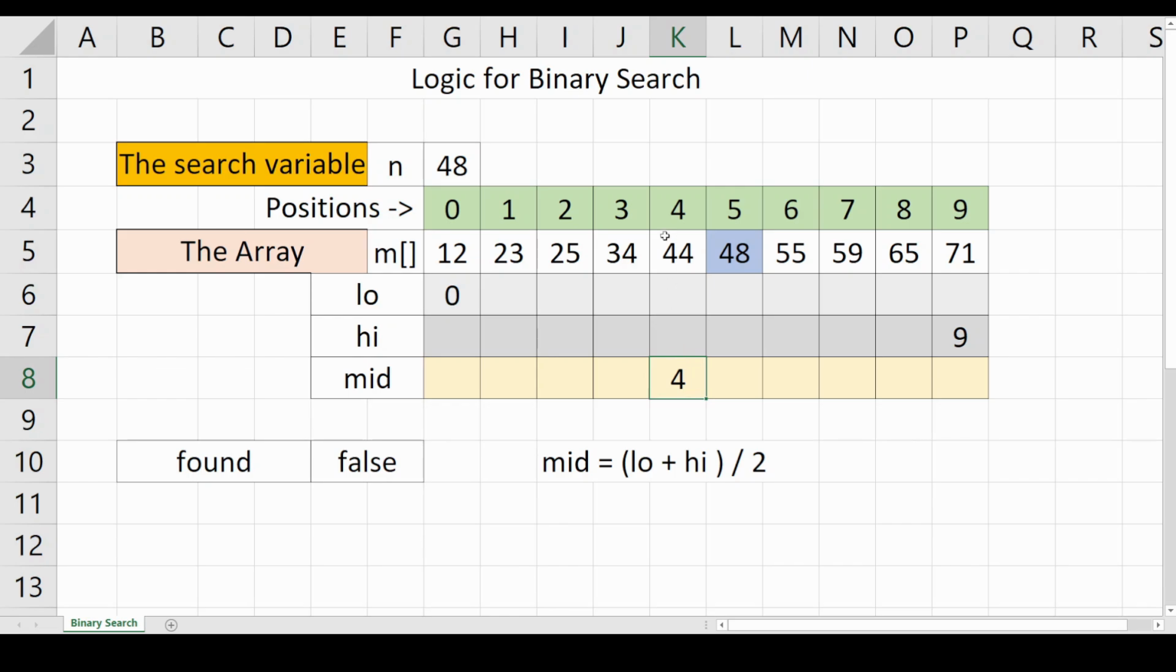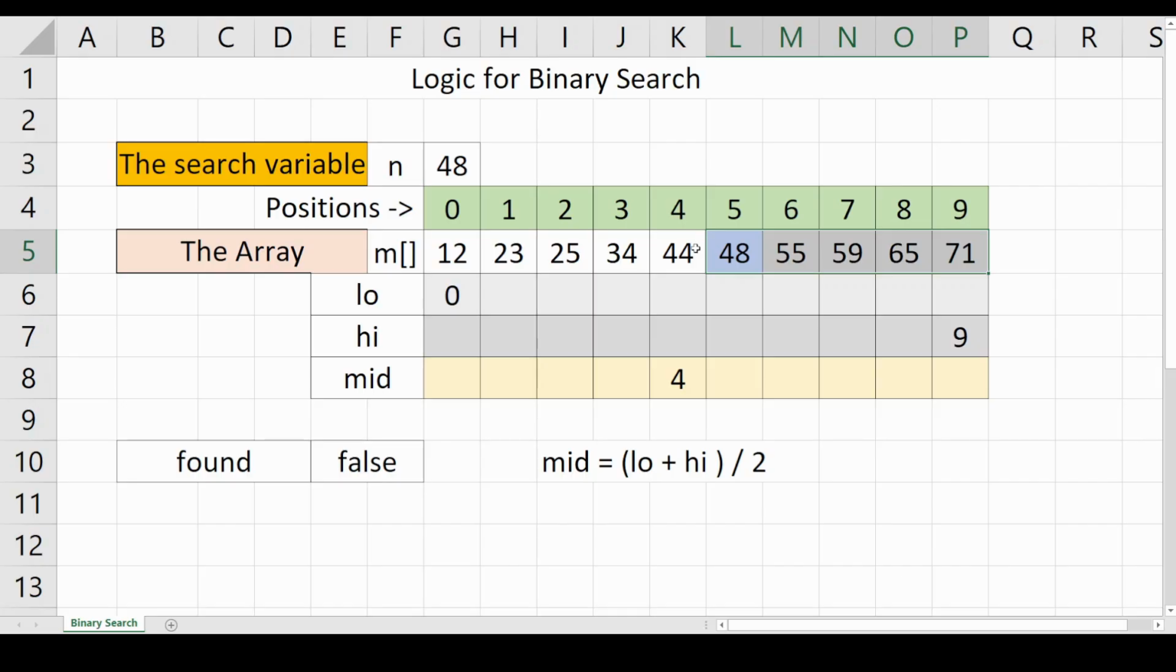We try to look for the number on this position. What is the number on this position? It is 44. Is this 44 equal to 48, the number that we were looking for? No, it is not. Now we need to figure out whether my number 48 is on the right side of this mid or the left side of this mid. Now because 48 is greater than 44, it must be on the right side of this. So where could it be found? It could be found in positions 5, 6, 7, 8, 9, right?